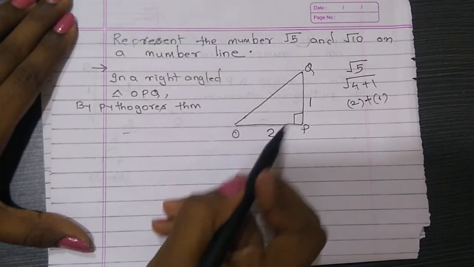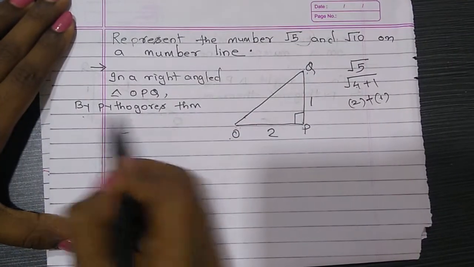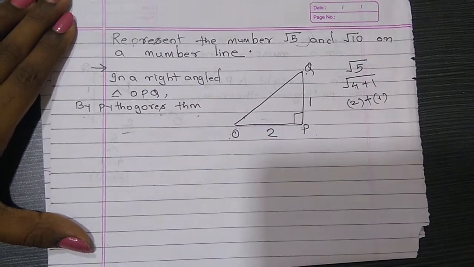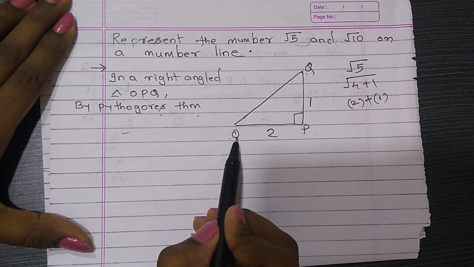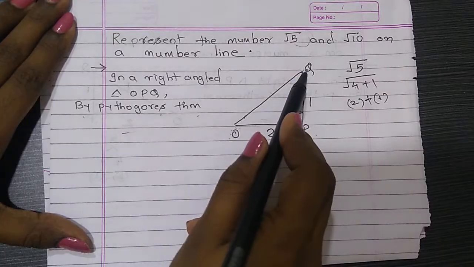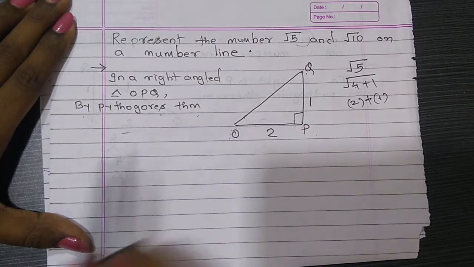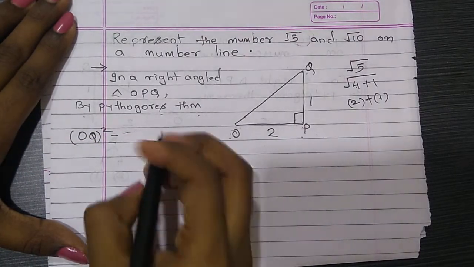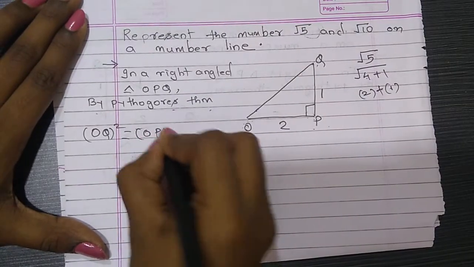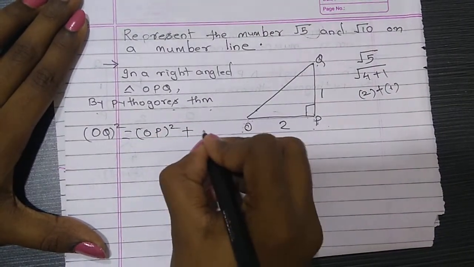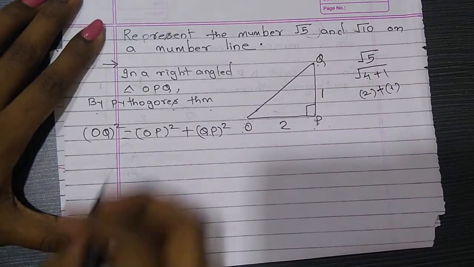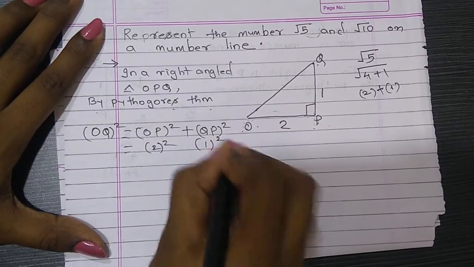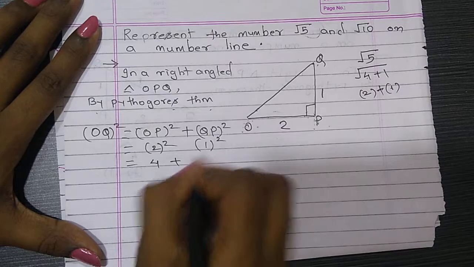In a right angled triangle POQ, by Pythagoras theorem, what is Pythagoras theorem? It is hypotenuse square is equal to one side square plus other side square. So what is the hypotenuse? OQ. The side opposite to the 90-degree angle is your hypotenuse. So I'll write OQ square is equal to OP square plus QP square. Now you know the values. OP square is equal to 2 square. And QP is 1 square. So 2 twos are 4 plus 1 square is 1.